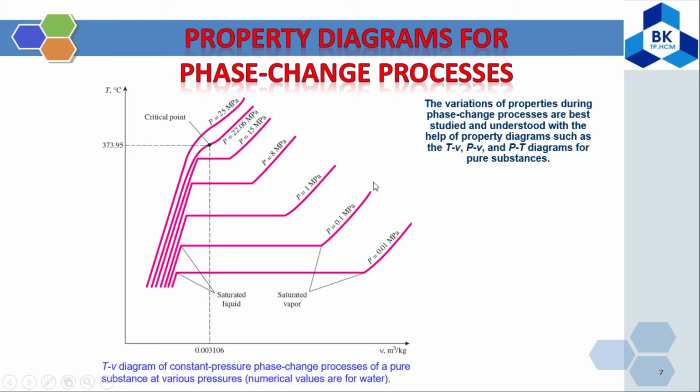Now we repeat the experiment with different pressures, and then we got, for example, this line is for 0.01 megapascal. It is about 1 atmosphere, and then this one at the pressure of 0.1 megapascal, and this one is P as 1 megapascal, and this one is 8 megapascal, etc. So we repeat the experiments with different pressures and we plot them in the T-v diagram.